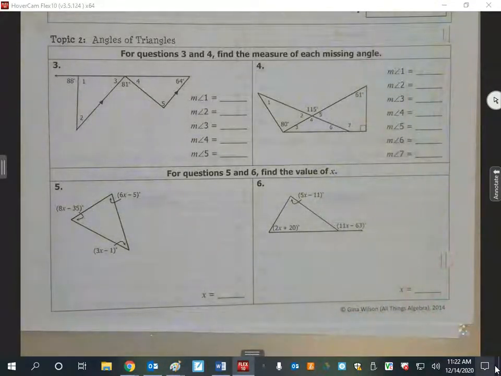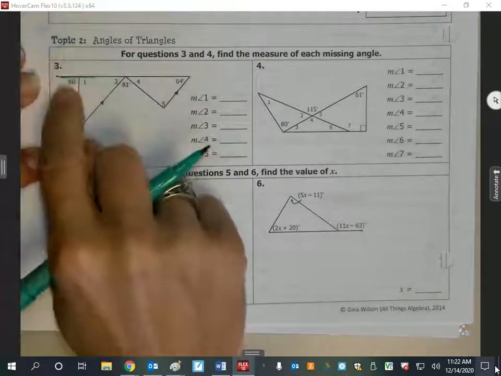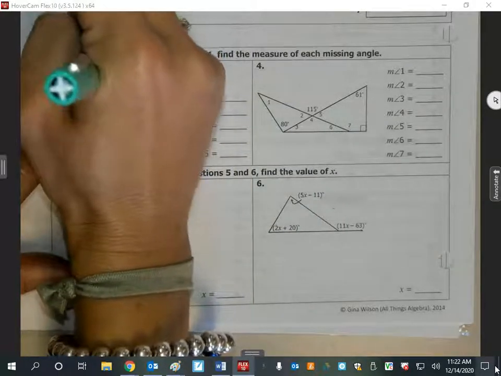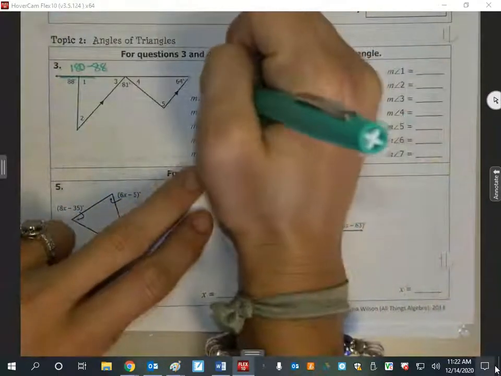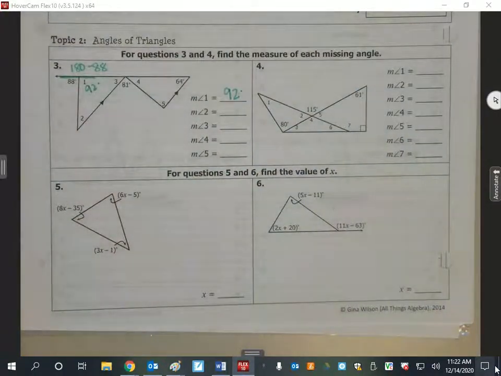So let's find angle 1 first. Notice how angle 1 makes a straight line with this 88 degrees. So angle 1 is going to be 180 minus 88 degrees, and that gives us 92 degrees. So angle 1 is 92 degrees.